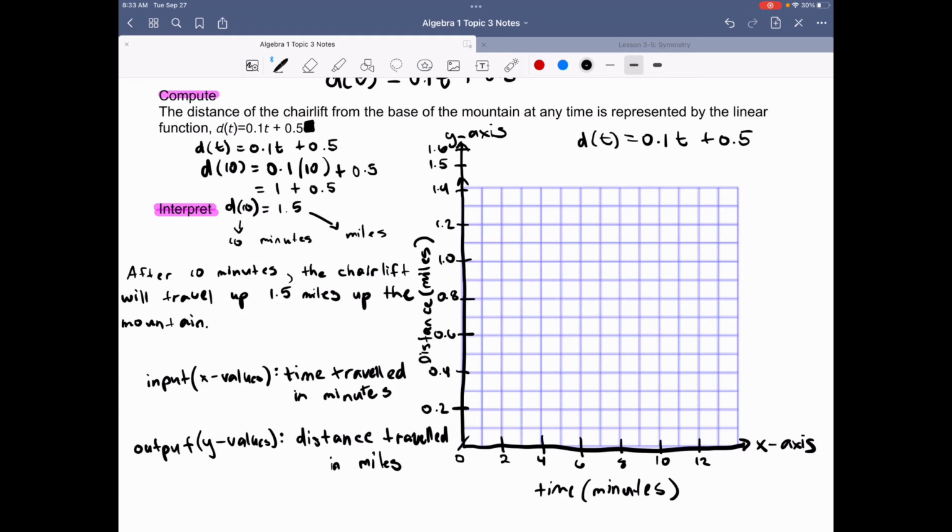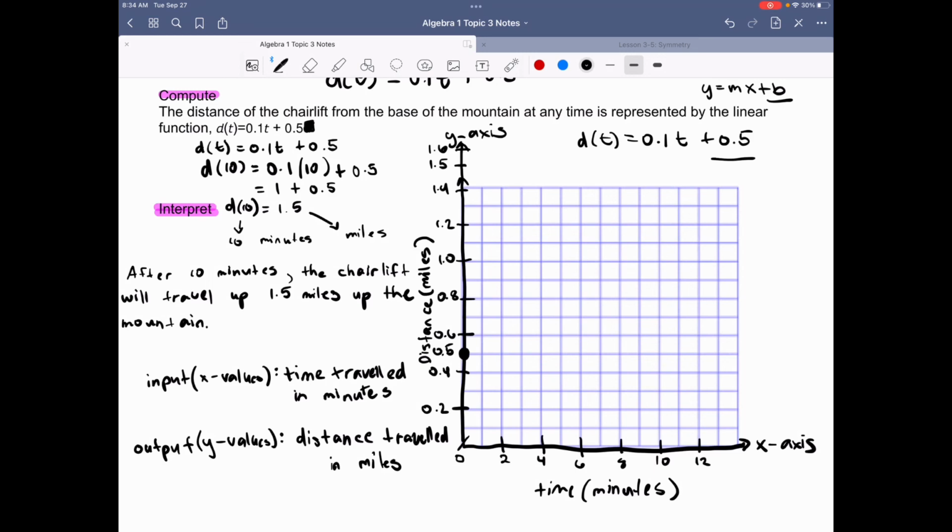Now when we look at our function, we can remember the slope-intercept form, which was y equals mx plus b. And when we graph the slope-intercept form, we always start with the y-intercept, which is 0.5 in our linear function. So find 0.5 on the y-axis because we are graphing the y-intercept, and it's right here, 0.5.